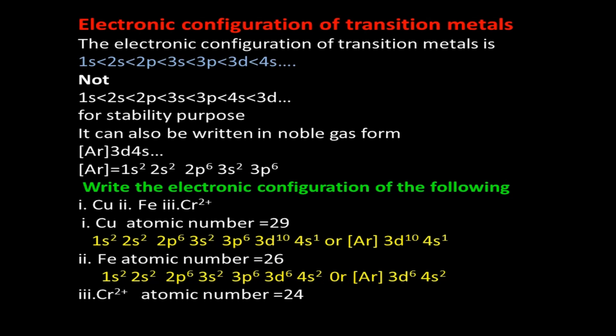For chromium 2 plus, the atomic number is 24, and a neutral chromium will have 24 electrons, but this chromium has 2 plus, which means it's losing 2 electrons. So for the chromium ion 2 plus, it will have 22 electrons. So we fill in 22 electrons. So this is 1s2, 2s2, 2p6, 3s2, 3p6, 3d2, 4s2, or in noble gas form, argon 3d2, 4s2.